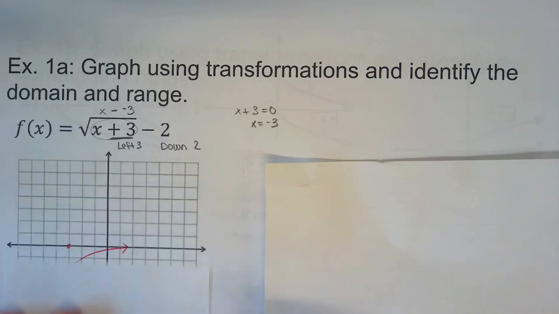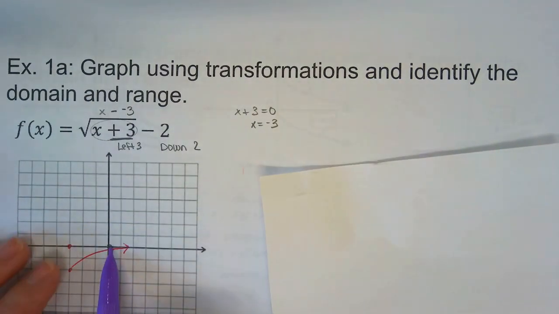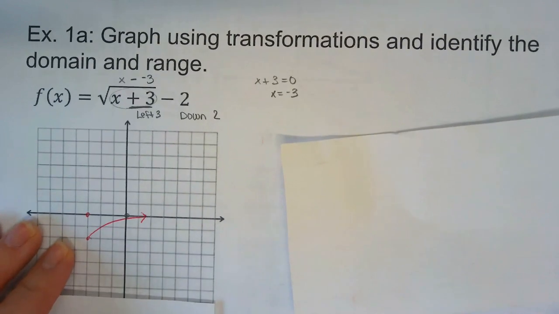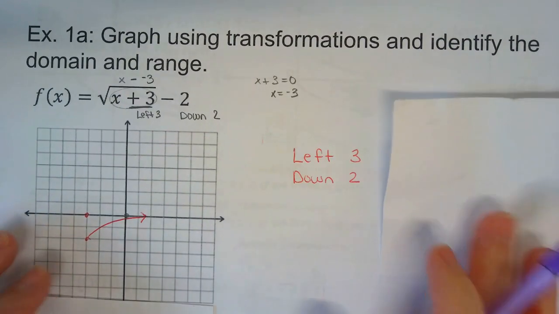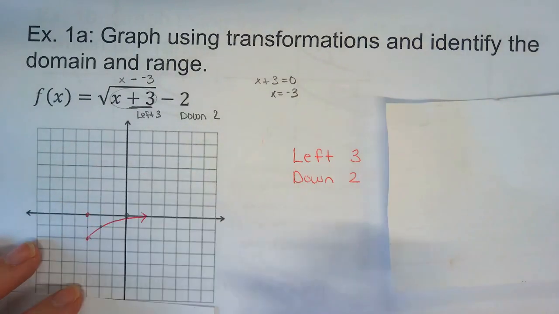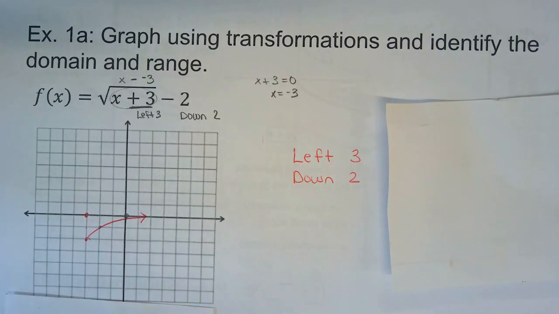Okay, so before we had our vertex at 0, 0. I'm going to shift left 3, and I'm going to go down 2, and I'm going to put a point there, and that's where my vertex will go. And then I'm going to go up 1 over 1 just to get a little reference point and draw my half arc going in that direction.